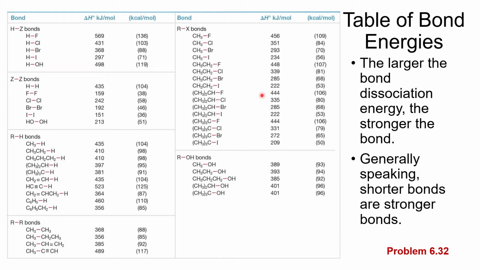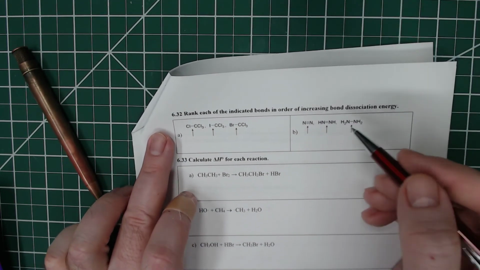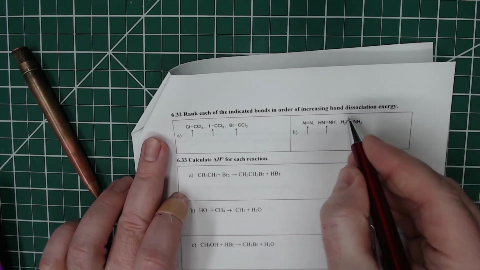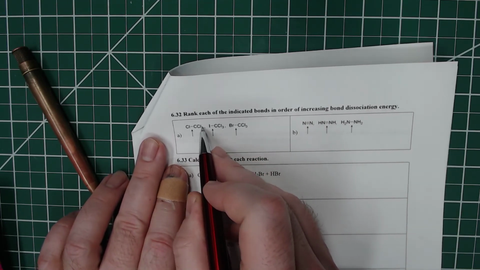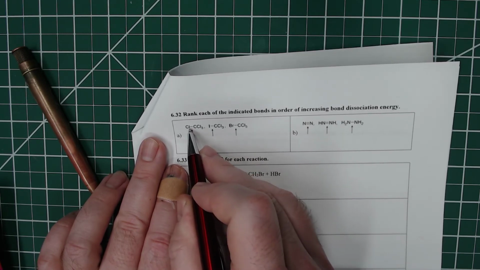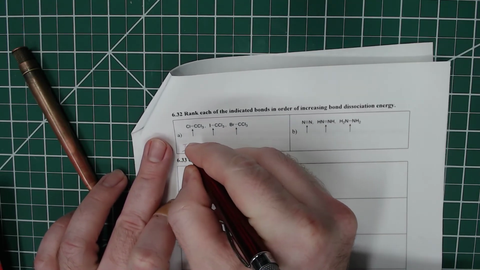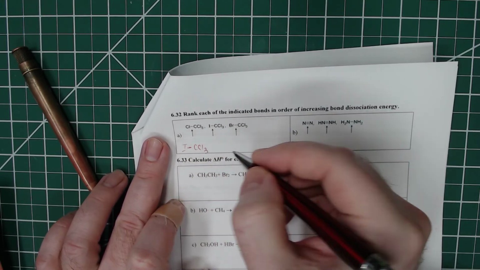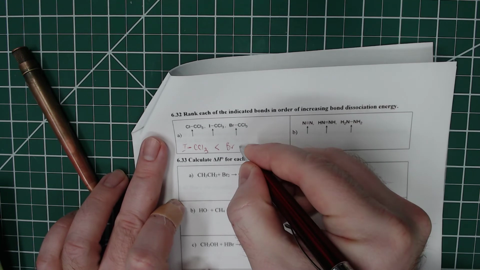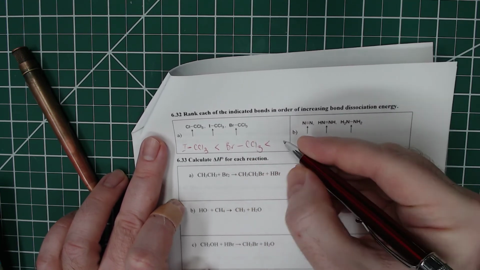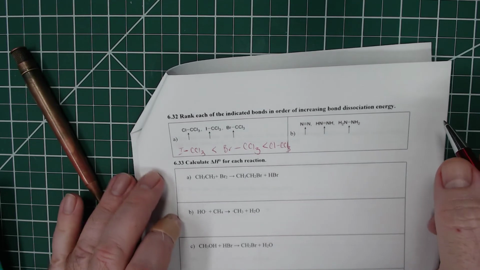So let's look at number 32. Rank each of the indicated bonds in order of increasing bond dissociation energy. So we want to go from the weakest to the strongest. Here we've got carbon CCl3, and then it's bonded to some other halogen. So we'll go from the longest bond, which would be iodine. That would be the weakest, and then stronger than that would be the bromine, and stronger than that would be the chlorine. And then almost certainly, if we had a fluorine, it would be even stronger.